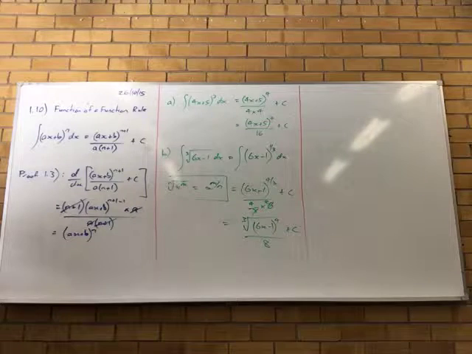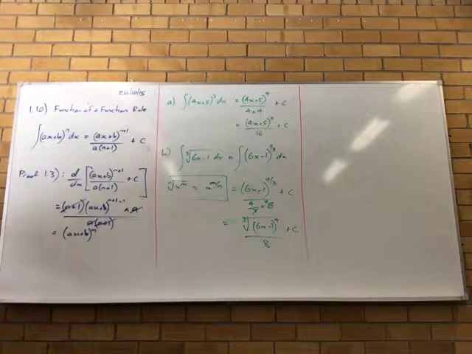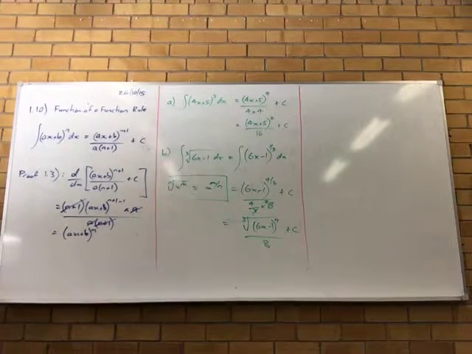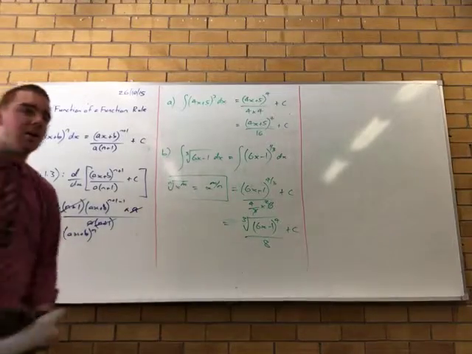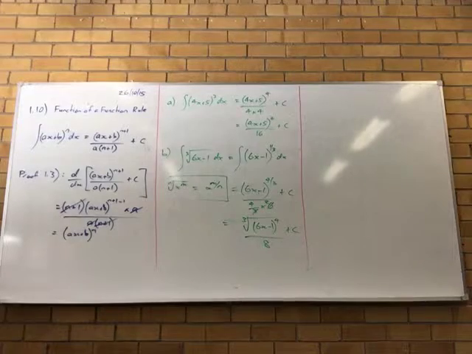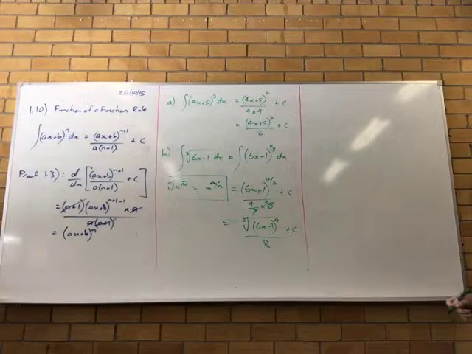Does this cube root and the 4 cancel out? Say again, sorry? Could you cancel out the cube root and the 4? No. And as an exercise, you can write up a very detailed constructive proof of why you can't do that.